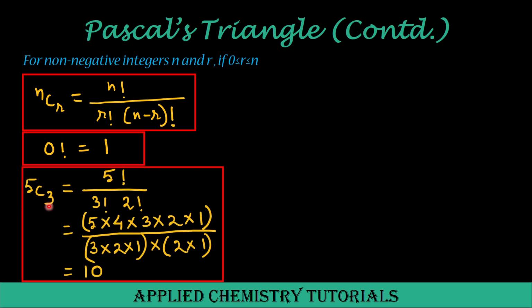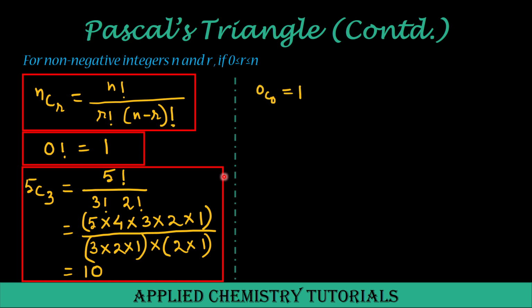So let us take an example. We need to calculate 5C3. So here n equals 5 and r equals 3. So factorial 5 divided by factorial 3, and n minus r is 2 here, so multiplied by factorial 2. We know that factorial 5 equals 5 multiplied by 4 multiplied by 3 multiplied by 2 multiplied by 1, and factorial 3 is 3 multiplied by 2 multiplied by 1, and factorial 2 is 2 multiplied by 1. So after simplification we have 5C3 equals 10.